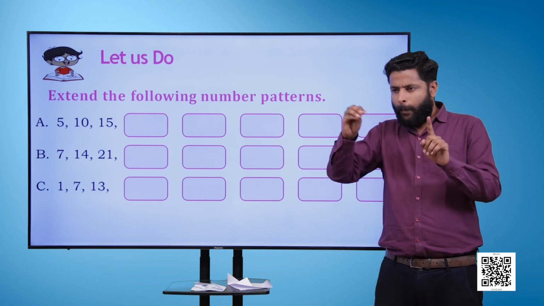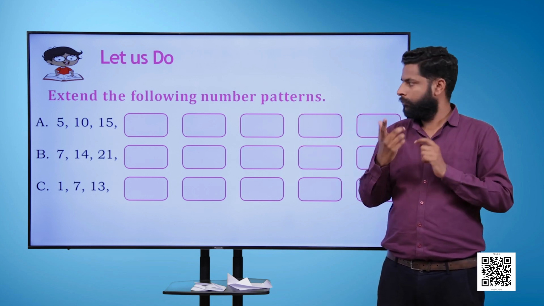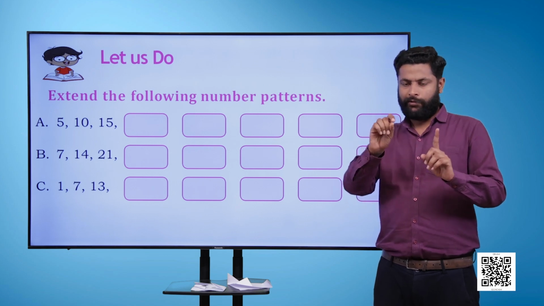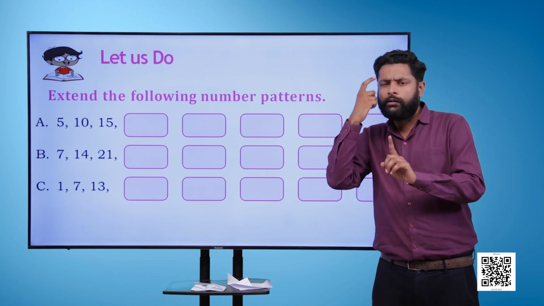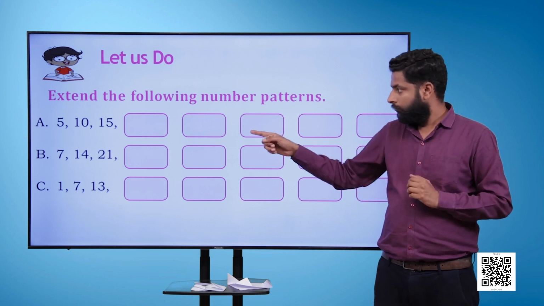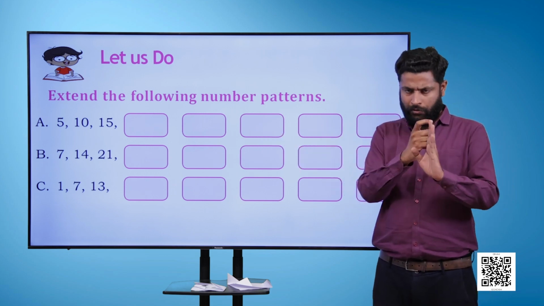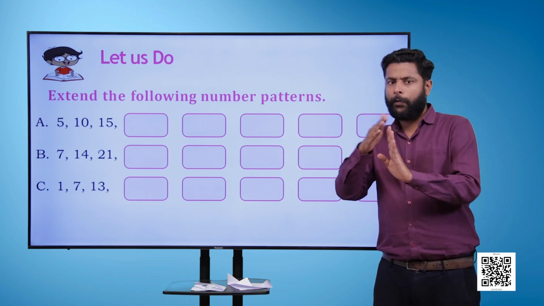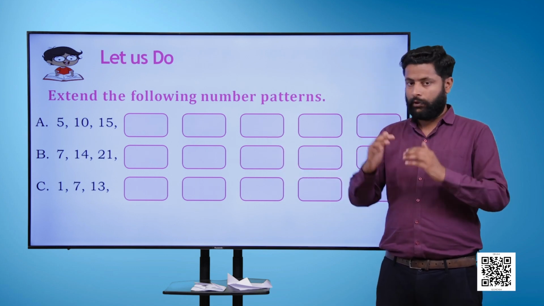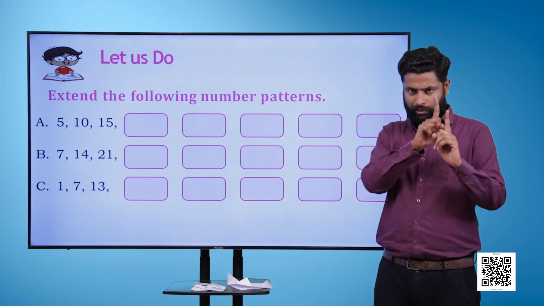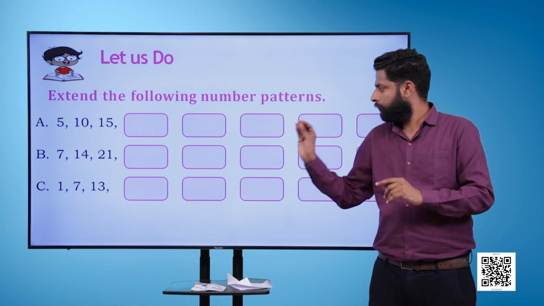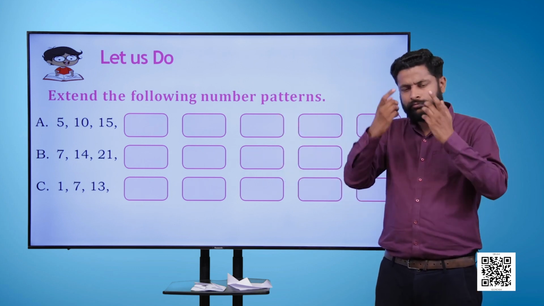Extend the following number patterns. A. 5, 10, 15, blank, blank, blank. B. 7, 14, 21, blank, blank, blank. C. 1, 7, 13, blank, blank, blank.